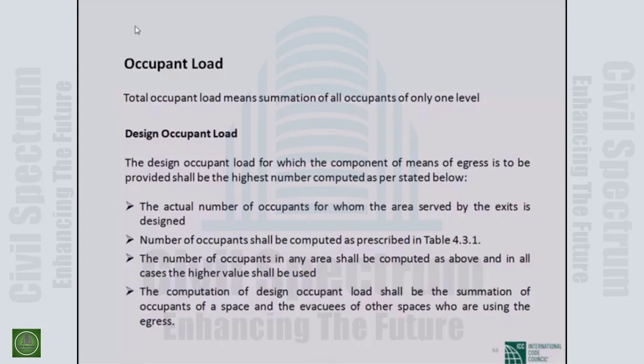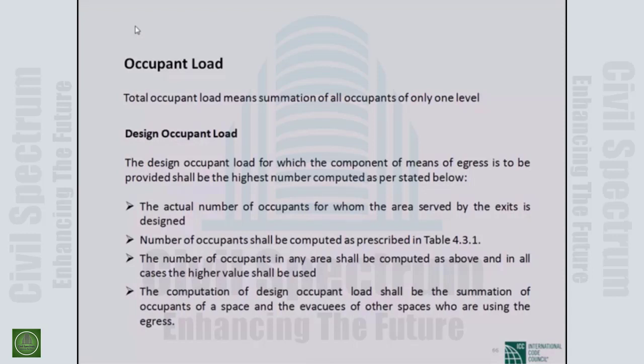The computed or designed occupant load shall be the summation of the occupants of a space and the evacuees from other spaces. So occupant means occupants in a floor, or occupants coming from outside through a horizontal exit through this egress system. This is the total occupant load.